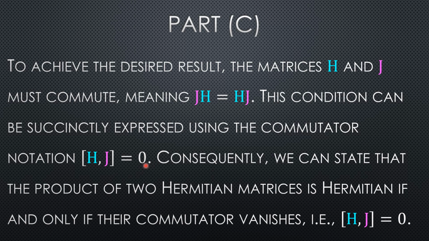Consequently, we can state that the product of two Hermitian matrices is Hermitian if and only if their commutator vanishes, i.e. [H, J] equals 0. And again, we've seen this time and time again of importance. Think about the Heisenberg uncertainty principle for two operators, or the uncertainty principle in general, the generalized version for two operators. Very important for us.